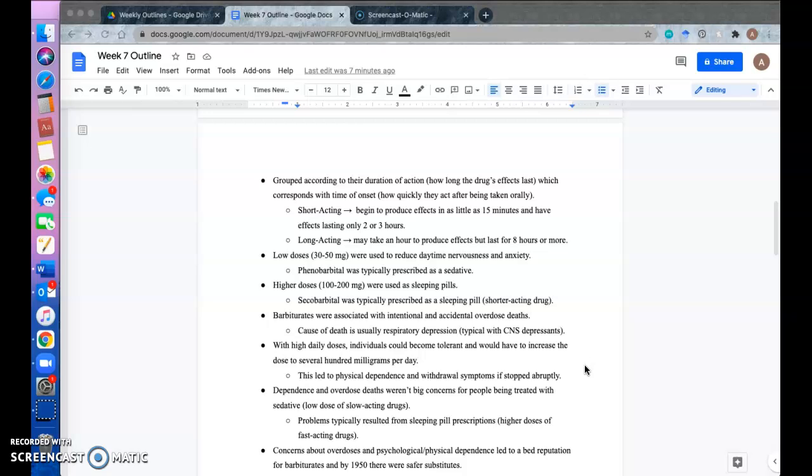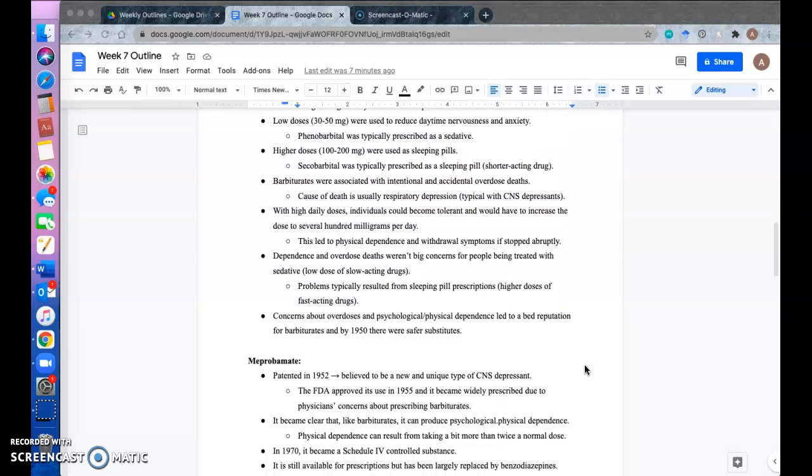Low doses of 30 to 50 milligrams were used to reduce daytime nervousness and anxiety, and phenobarbital was typically prescribed as a sedative. Higher doses of about 100 to 200 milligrams were used as sleeping pills, and secobarbital was typically prescribed as a sleeping pill, which is a shorter-acting drug.